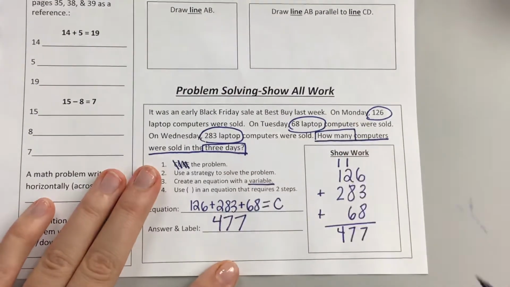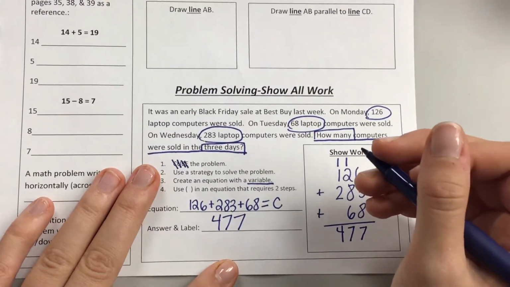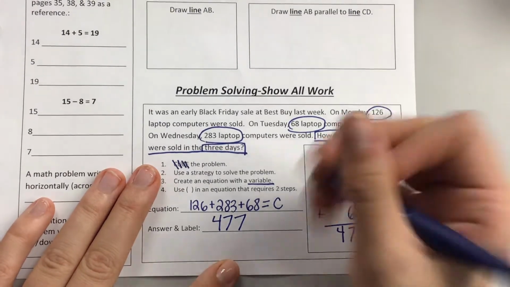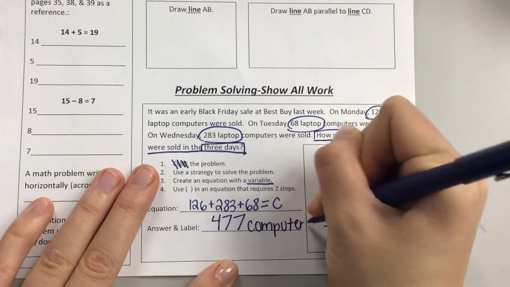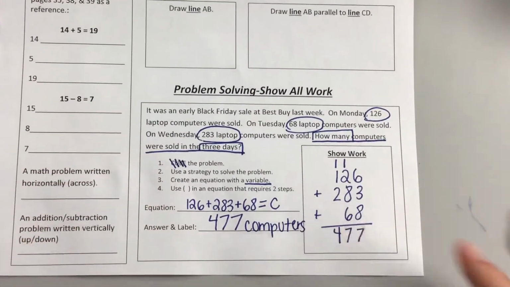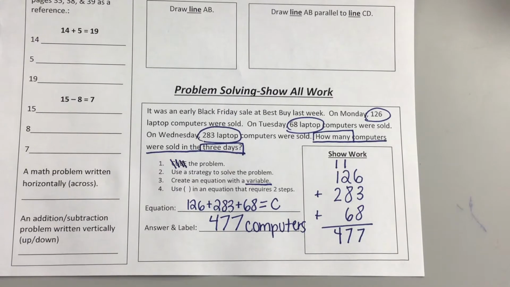477, how am I going to label it? MJ? Computers, exactly. Yeah, you could just do laptop too.